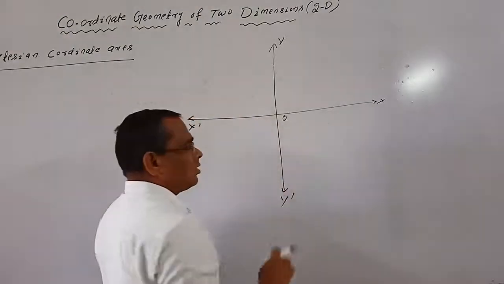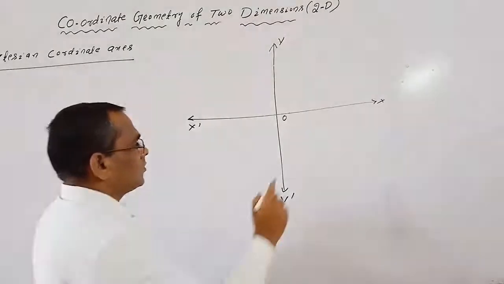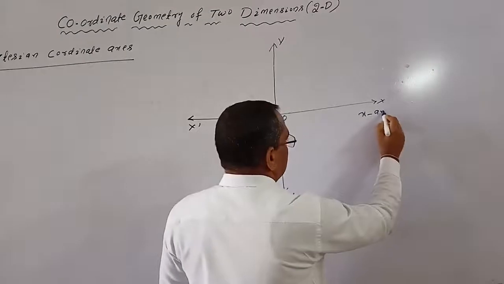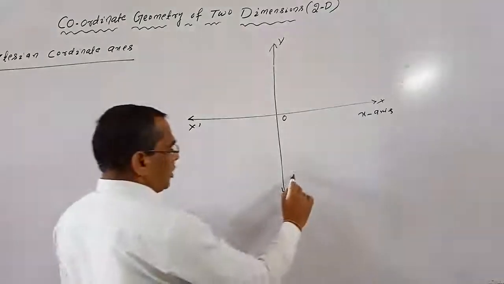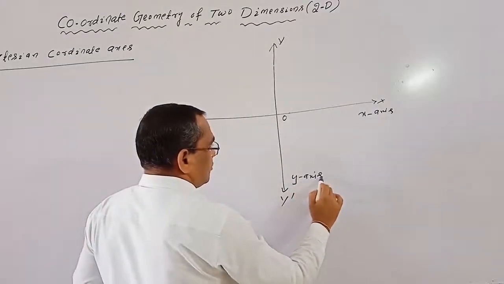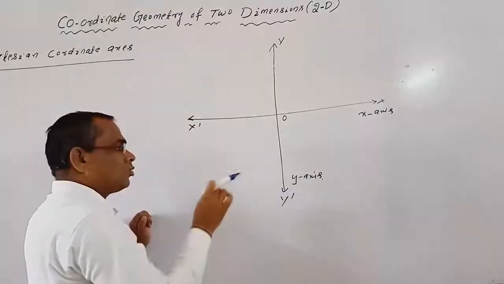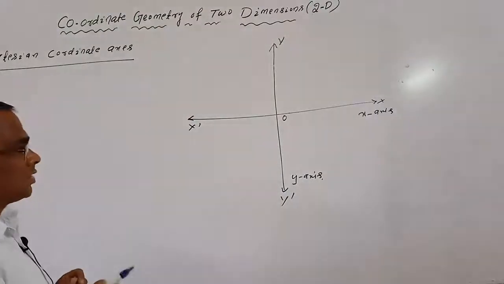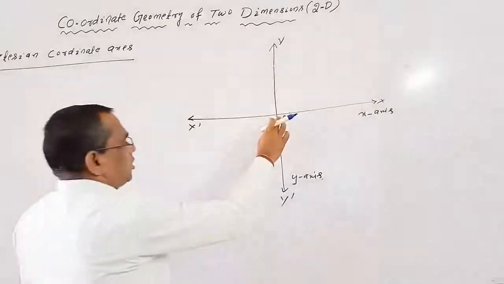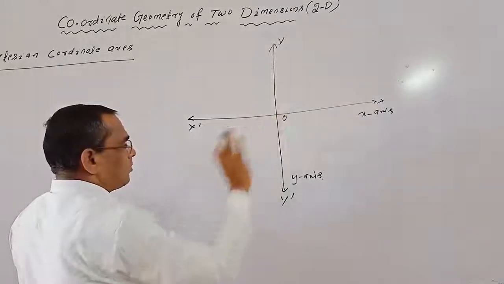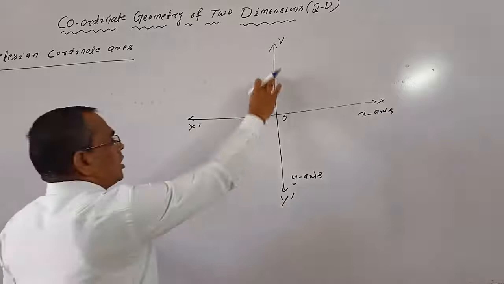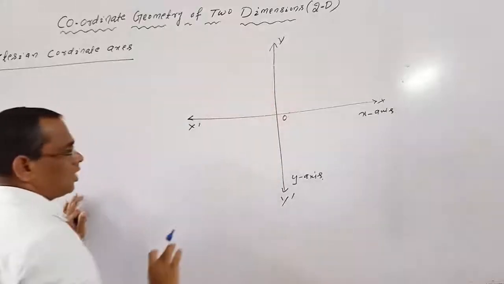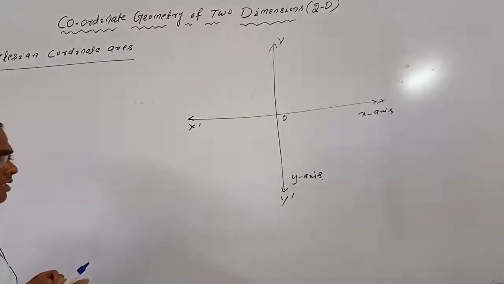X o x dash, this horizontal line, is known as x-axis, and this vertical line y o y dash is called y-axis. X-axis and y-axis taken together is known as a coordinate axis. O is the origin. Ox is the positive direction of x-axis. Ox dash is the negative direction of x-axis. Similarly, Oy is the positive direction of y-axis. Oy dash is the negative direction of y-axis.